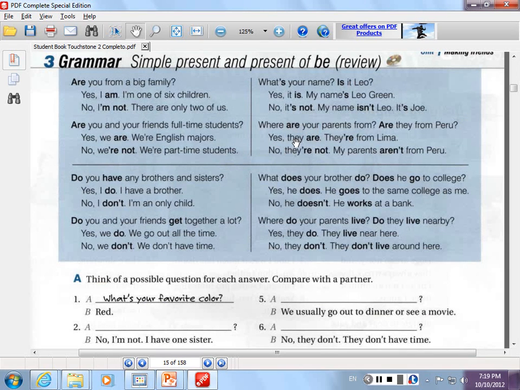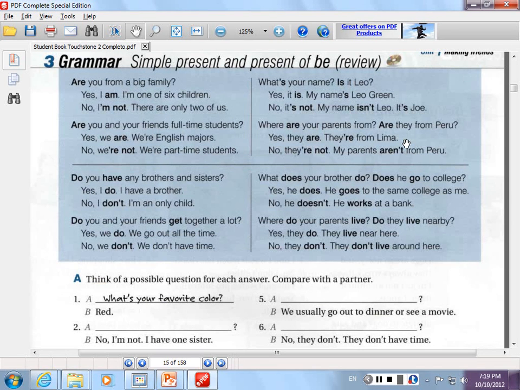Yes, they are. They are from Lima. Lima is the capital of Peru. Lima هي عاصمة Peru. So, no, the other answer when we say no, they are not. My parents are not from Peru.